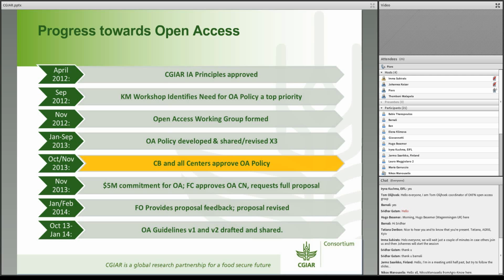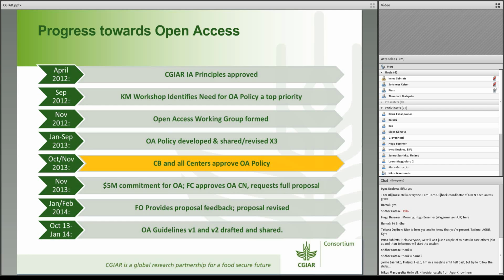But by October 2013, we secured approval of the CGIAR Consortium. In November, we secured the approval of all 15 research centers. This then paved the way to start looking at how to actually implement. And I'll get into some of the key components of the policy in a few slides.